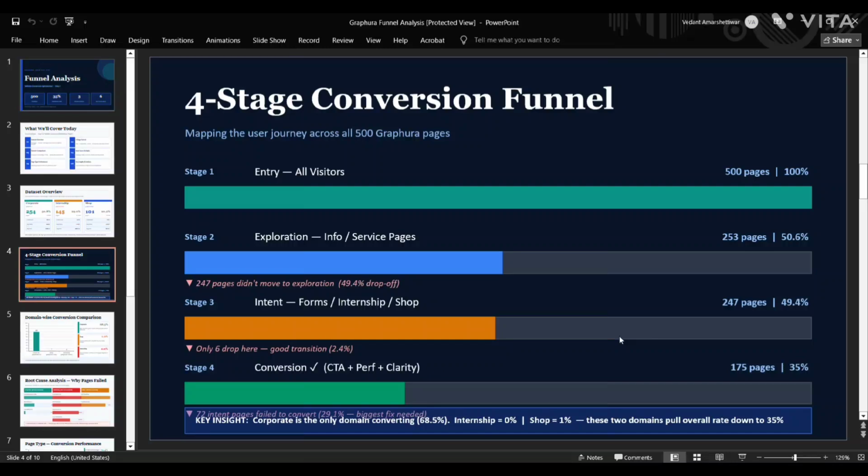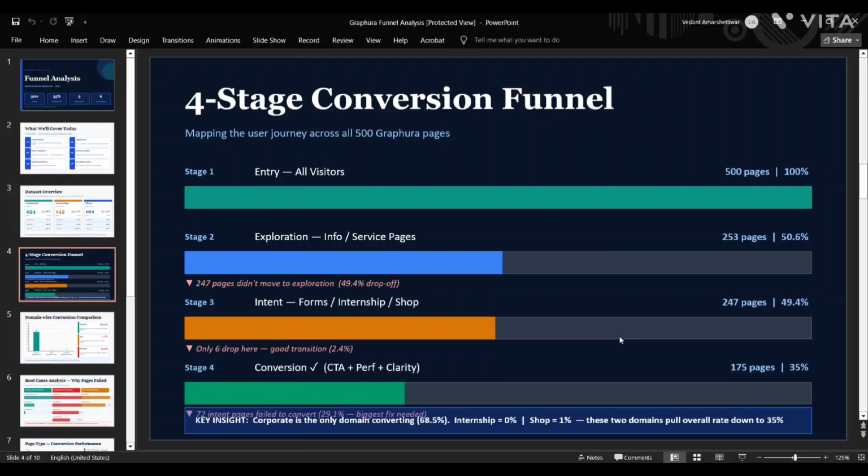Our funnel analysis consists of 4 stages. The first one is entry, then exploration, intent, and conversion. Out of 500 pages, only 175 converted, giving us an overall conversion rate of 35%. The most critical drop occurs between stage 3 and stage 4, where 72 intent pages failed to convert, meaning users who were ready to take action were still not converting.